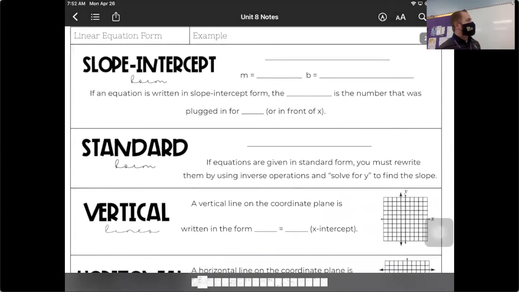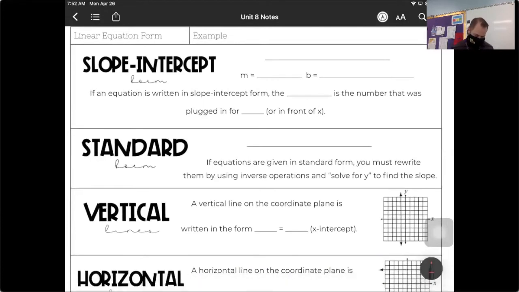Okay. So the first example we have is slope intercept form. Y equals mx plus b. Where m, what does m stand for? We just used it on the previous page. Slope. Okay, and then b is what we call the y-intercept.